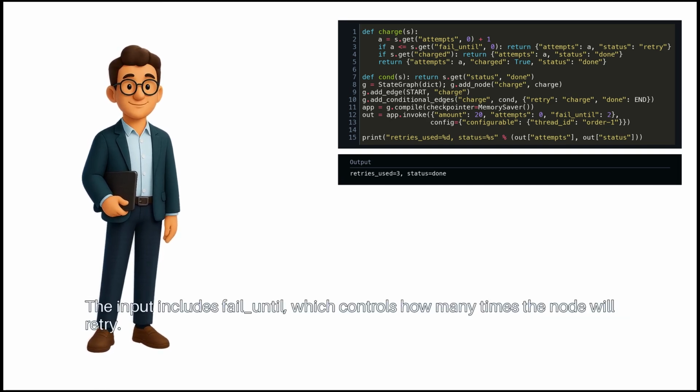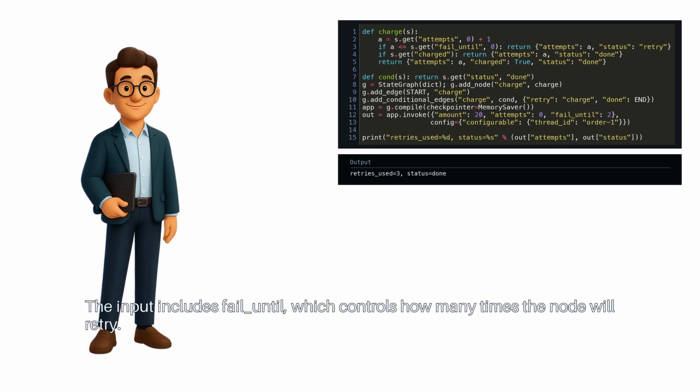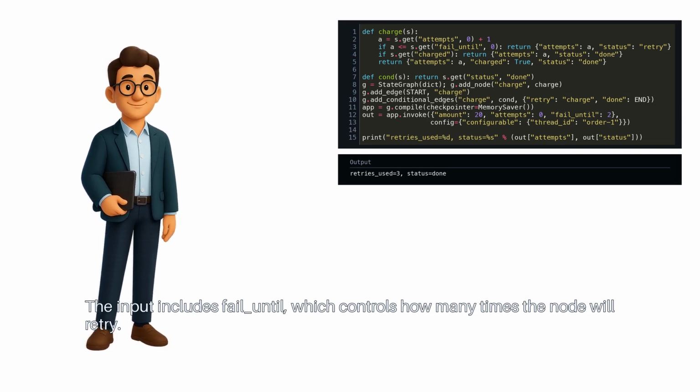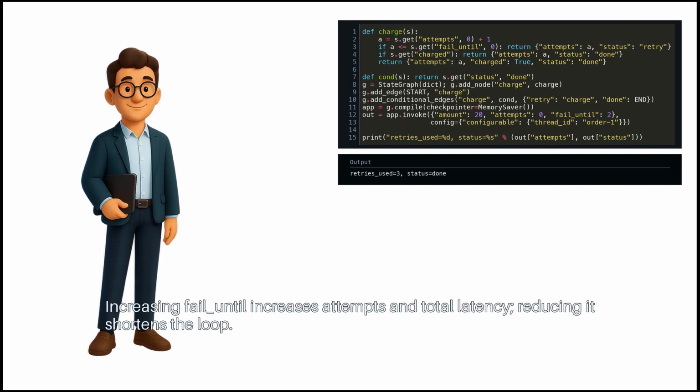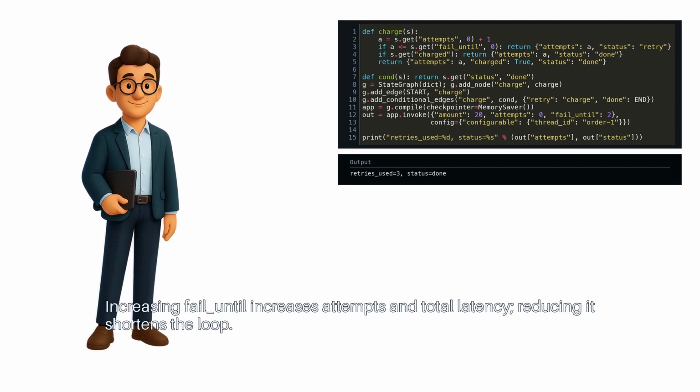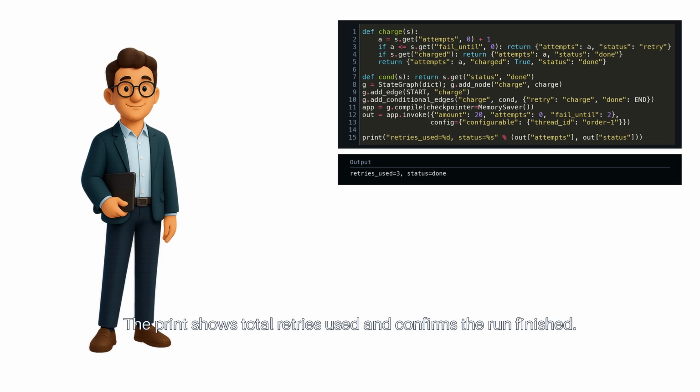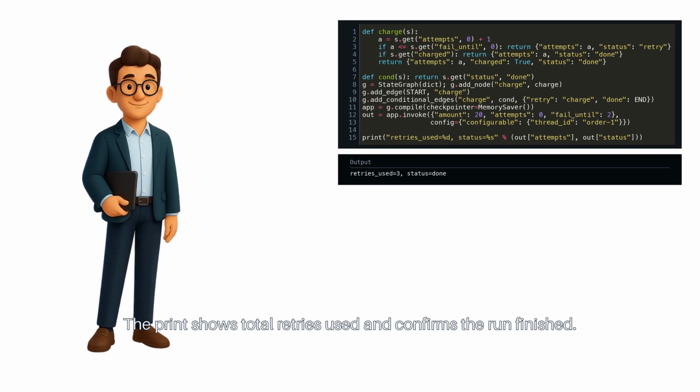The input includes fail_until, which controls how many times the node will retry. Increasing fail_until increases attempts and total latency. Reducing it shortens the loop. The print shows total retries used and confirms the run finished.